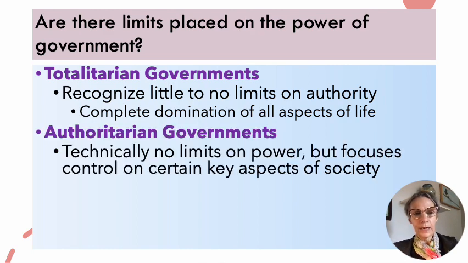Now, an authoritarian government is similar to a totalitarian government in that it technically has no limits on its power. However, an authoritarian government basically decides who it wants to exercise power over. It focuses control on certain key aspects of that society, and the power is exercised on entities and groups that are really threatening the government directly.